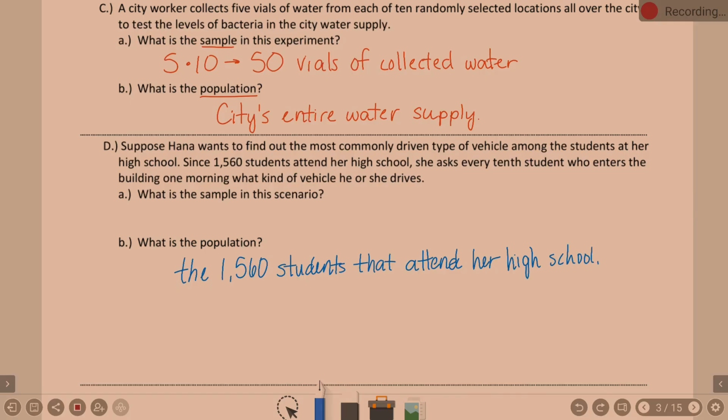And I guess I would look at that as a student goes with a car here. So now, if that's the population, in the sample there's 156 students. Now it's not just 156 random students. I see what you're saying. It would be every 10th student, which is going to be 156 students. But I'm going to go with the phrasing of "she asks every 10th student who enters the building one morning." So it's every 10th student that she surveys, or every 10th student that gets asked is what I have.